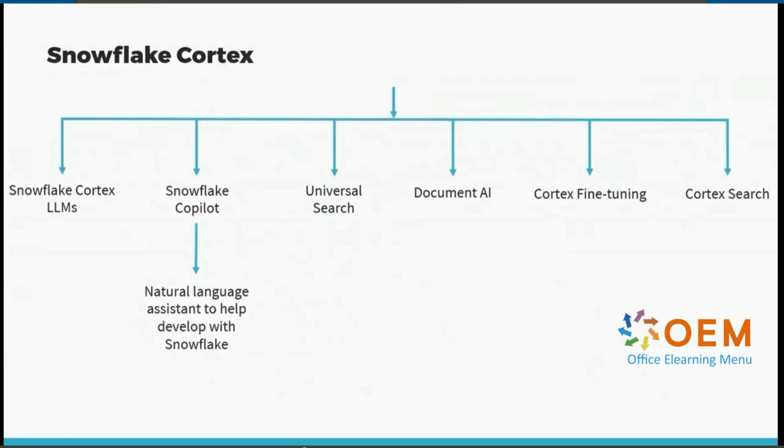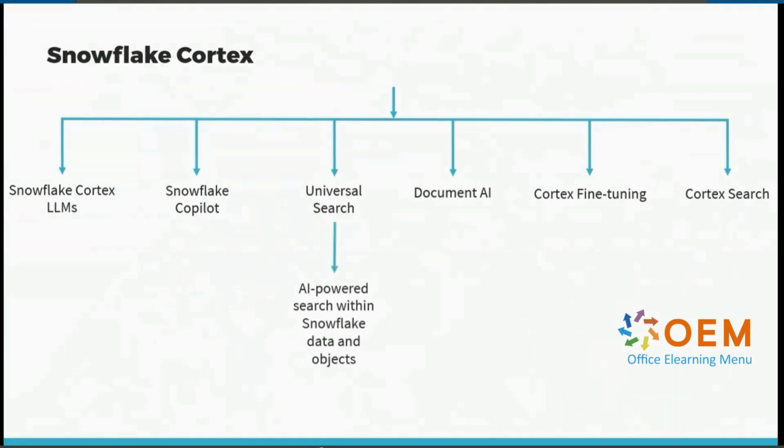Snowflake Copilot is exactly what you would expect. It helps you with natural language requests that you can punch in as you are working with Snowflake, and it can help you write SQL queries, optimize your queries, and generally be your friend philosopher guide as you work with Snowflake. Next up is Universal Search.